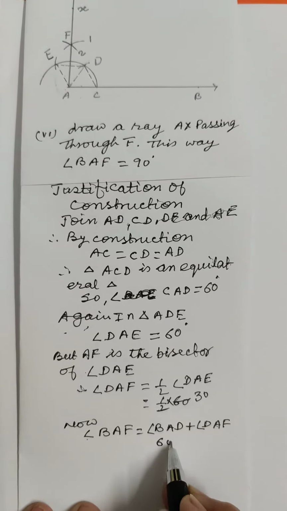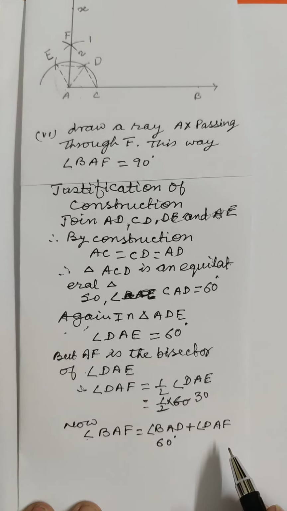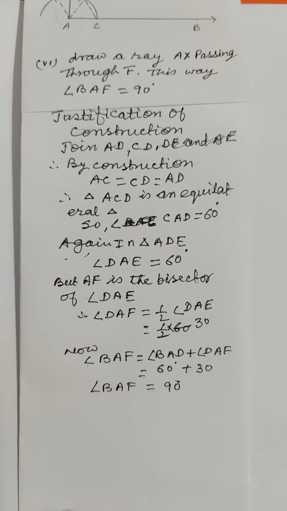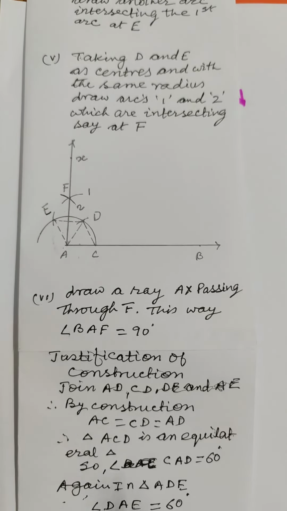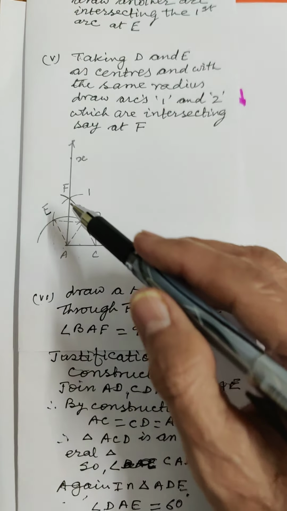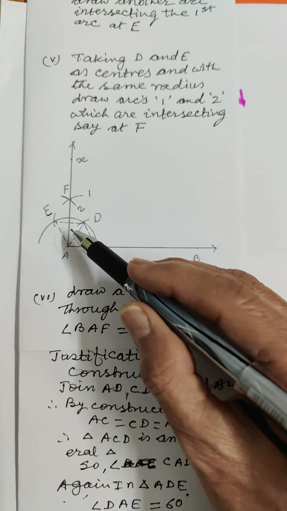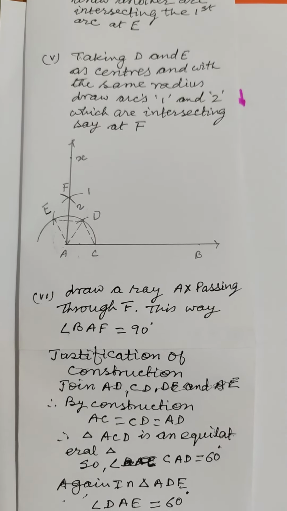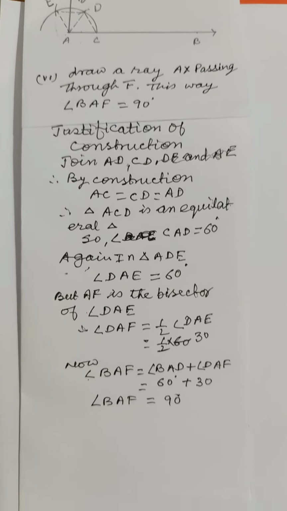60 degree plus 30 degree. DAF is 30 degree. So this way angle BAF is equal to 90 degree, which is the justification of the construction. BAF is equal to 90 degree, this angle. BAF, this is 60 degree, and this is half of 60, 30. 60 plus 30, 90 degree. This way, our question number 1 is completed.